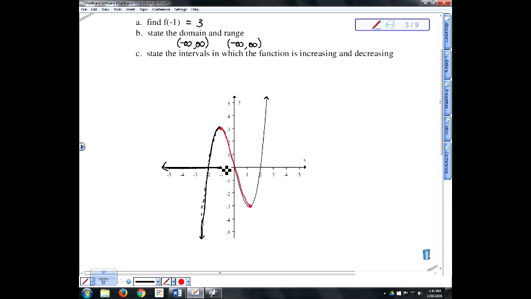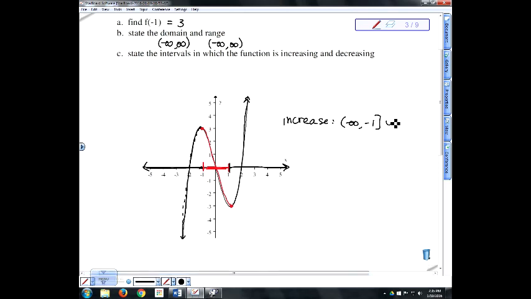So between these x values right here, the graph is decreasing, and then it begins to increase again. So starting here and all the way there. These intervals that I've highlighted in black on the x-axis are intervals where the graph is increasing. So increasing from -infinity to -1. It's also increasing from 1 to infinity. The decreasing interval would be between -1 and +1.